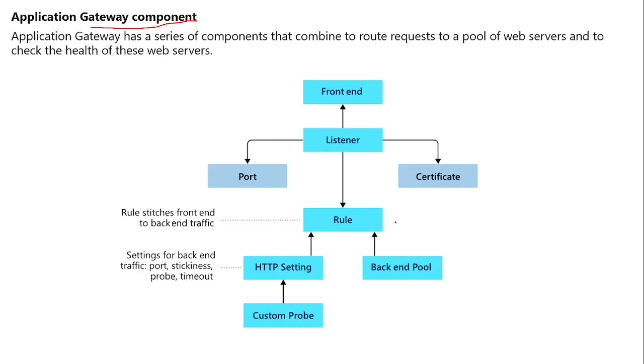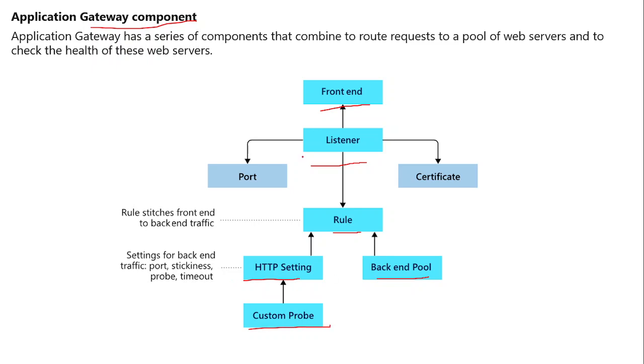Okay, then we'll go ahead. As you have seen here, in the application gateway we have the front end, then the listener, and then the rule. You have the backend pool, HTTP setting, and custom probe. We will explain each and every concept one by one.